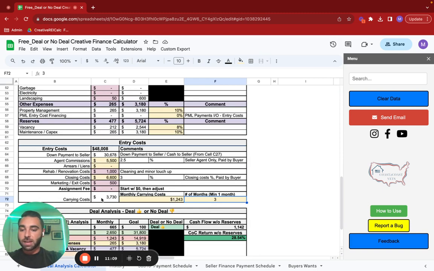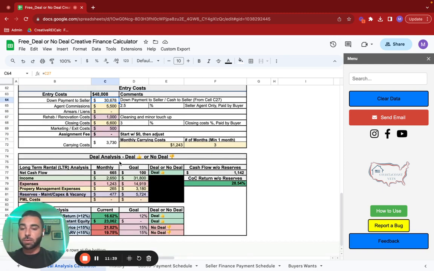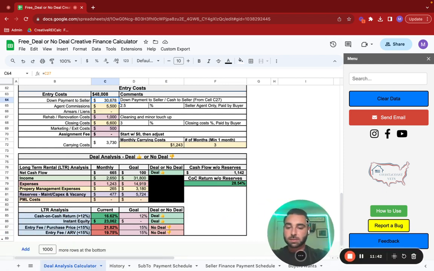So these carrying costs are a combination of all of these, and these entry costs are the totality of all of these expenses you need to basically get into the deal. So if you want to estimate how much it'll cost you to get into the deal, it's not just the down payment to the seller. You have the agent commissions, a little bit of money for rehab, closing costs, marketing costs, and then your carrying costs. So that's what comprises your $48,008 here. So then next is your deal or no deal analysis section.